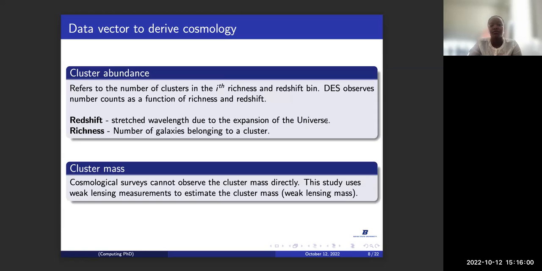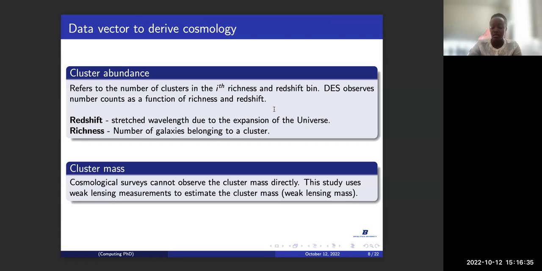So now that we have described our data, and we have a function that will help us connect our data to derive the cosmological parameters, we go ahead to define the two cluster observables that we'll be using to derive our cosmological parameters. In this case, we have the cluster abundance and the cluster mass. After identifying our clusters, they were binned into redshift and richness. Those are the two observables in our cluster catalog.